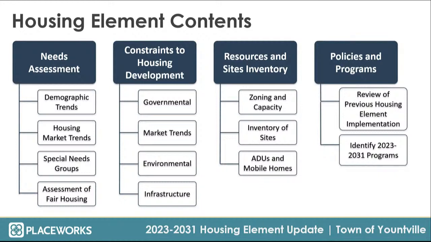So one of the things we also have to do is look at the fifth cycle, the current housing element, and look at everything that was accomplished during this last 8 years and what wasn't accomplished and reasons why things weren't accomplished, and create the narrative for what needs to be carried forward into this next cycle of your housing element. So that's what we call our checks and balances process.